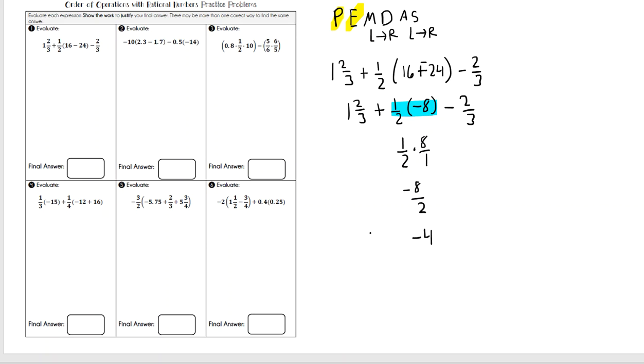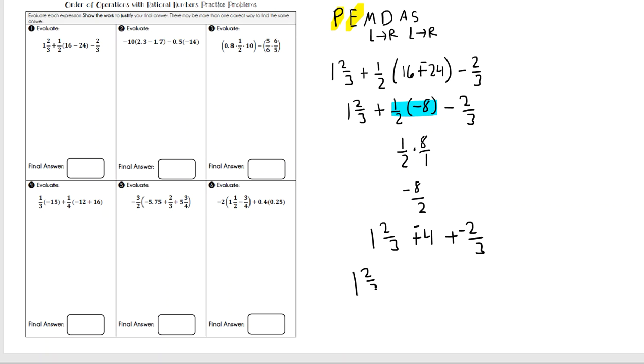Okay, so now we have 1 2/3, we have a negative 4, and we have a negative 2/3. So this is going to be adding a negative, same, change, change. Now we can add in any order. Remember, that is the commutative property.